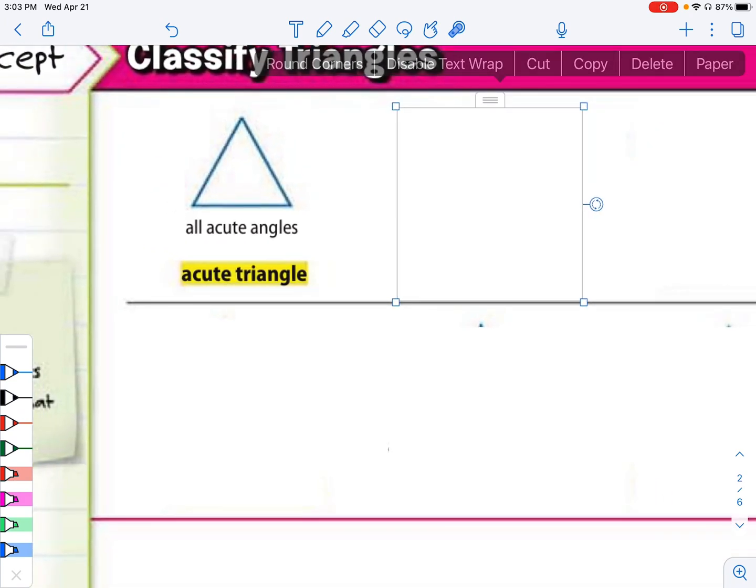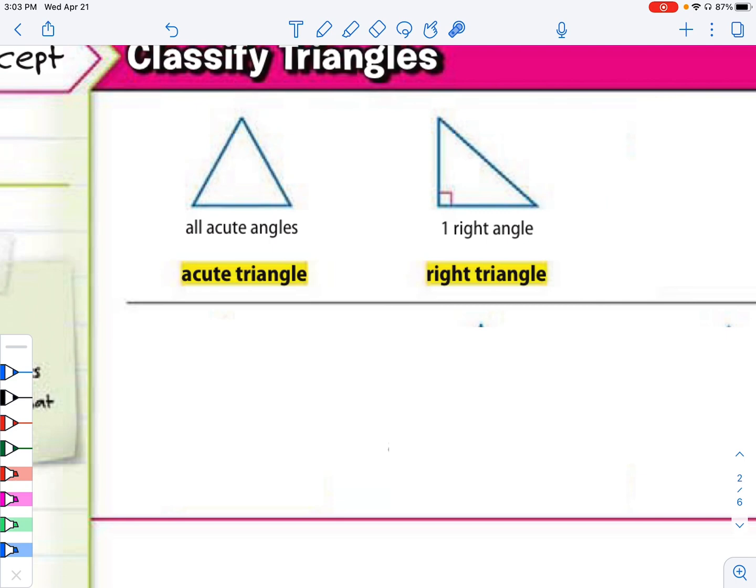And in a right triangle, you have one right angle. So this is one right angle. This is a right triangle. Now, if you notice in a right triangle, we have one right angle and two acute angles. So you have one right angle and two acute angles.